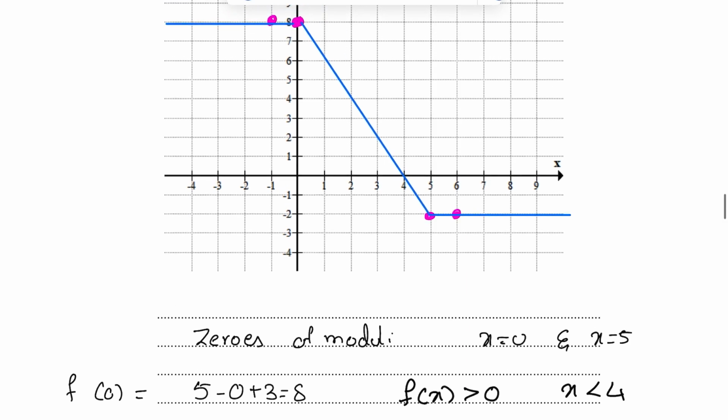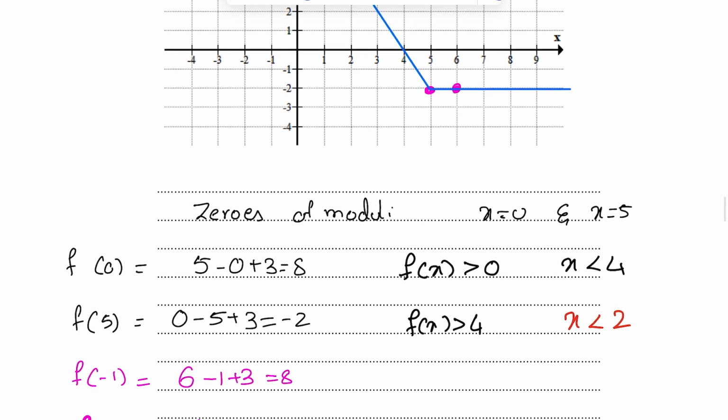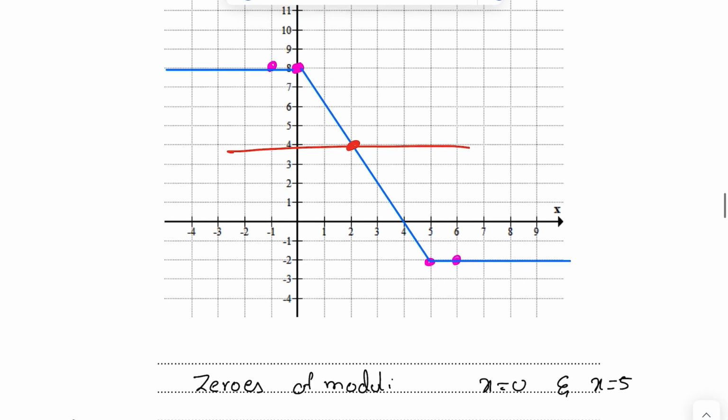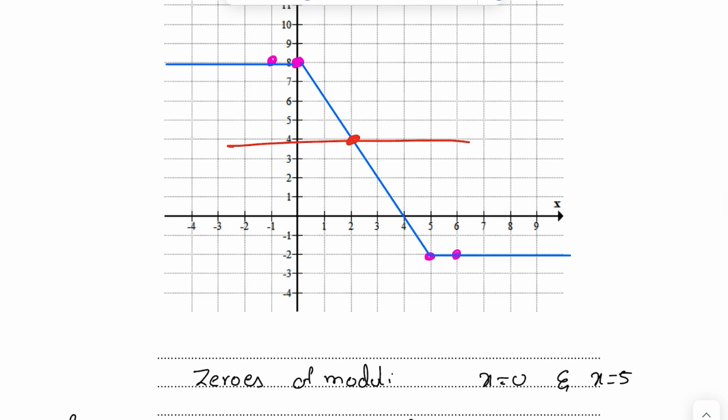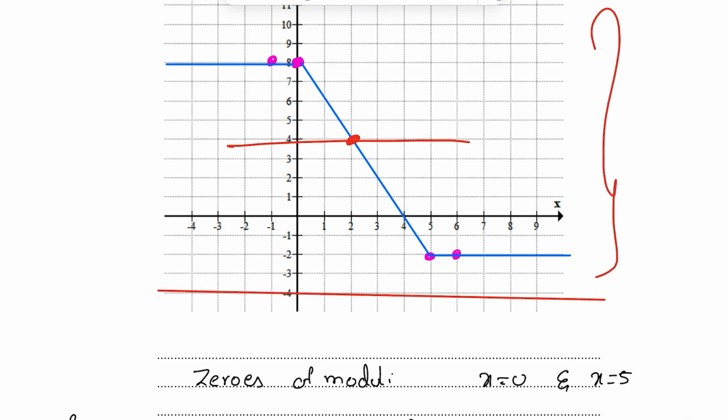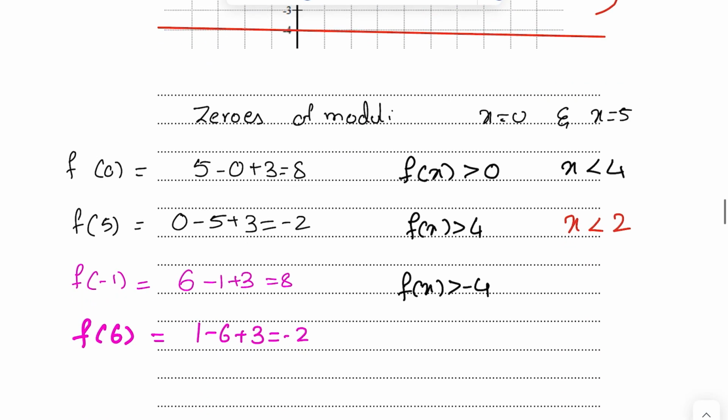Next one is f of x is greater than 4. We can see that this is at 4, so x is less than 2. Next one is f of x is greater than negative 4. Negative 4 is over here. So for all the values, it is always greater than negative 4. So for that one, x belongs to R.